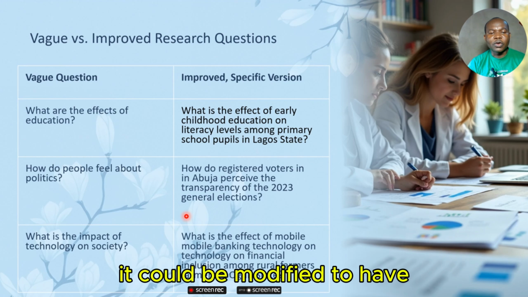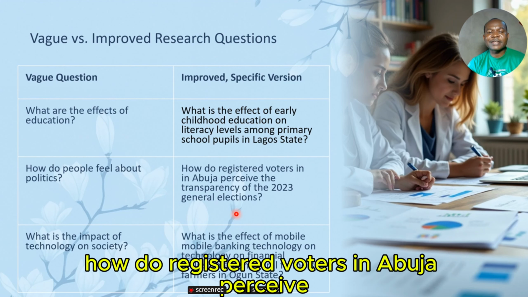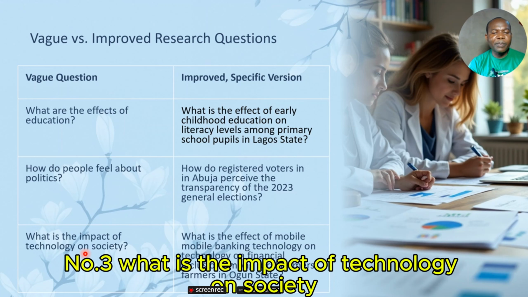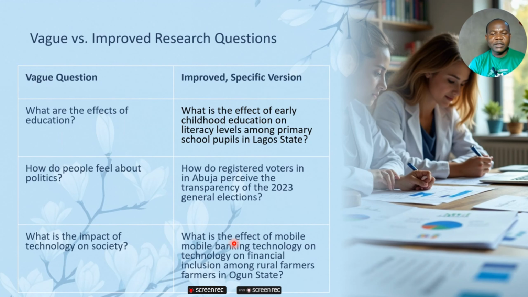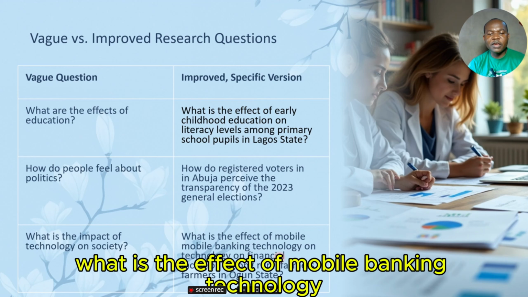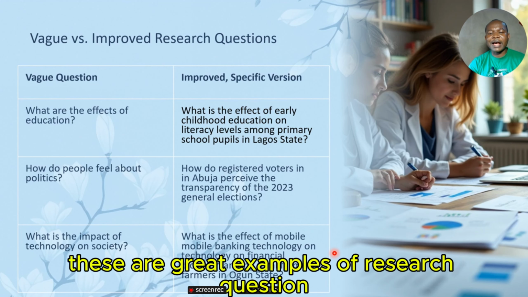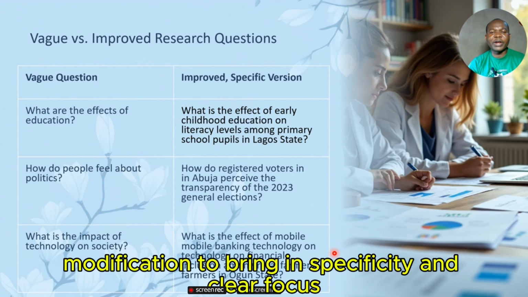Okay, it could be modified to have, how do registered voters in Abuja perceive the transparency of the 2025 general election? Number three, what is the impact of technology on society? It could be modified to have, what is the effect of mobile banking technology on financial inclusion among rural farmers in Ogun State? So these are great examples of research question modification to bring in specificity and clear focus.